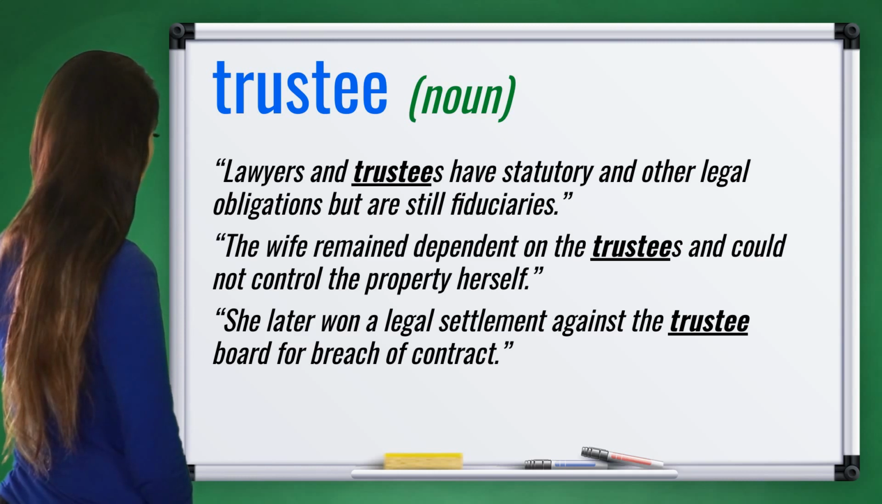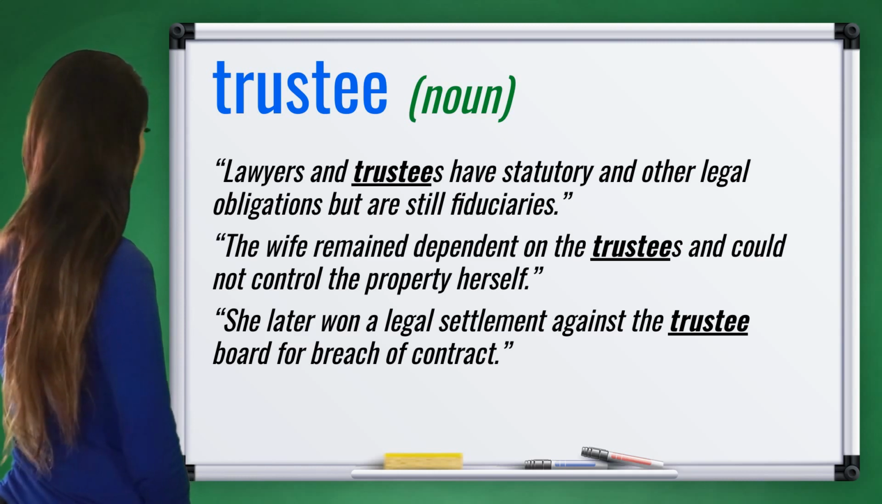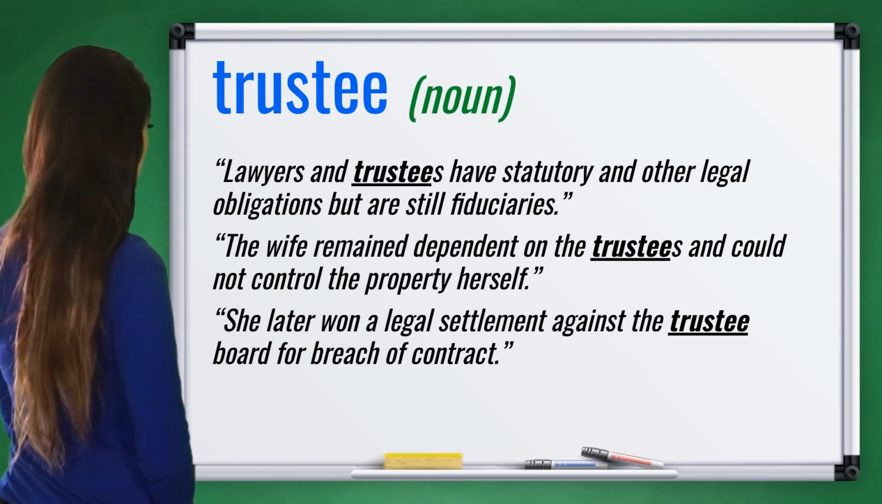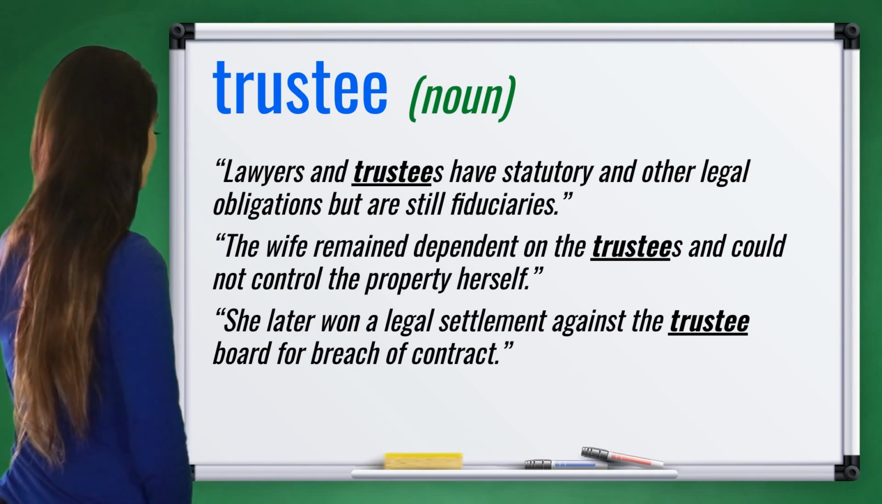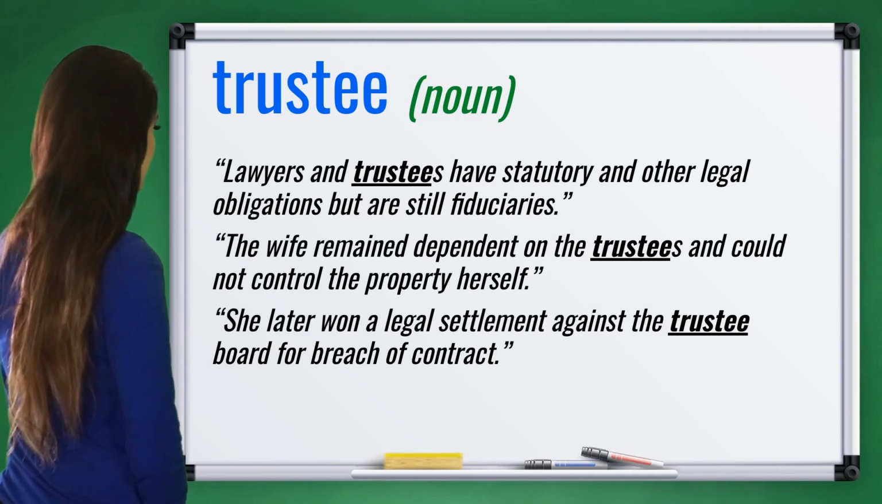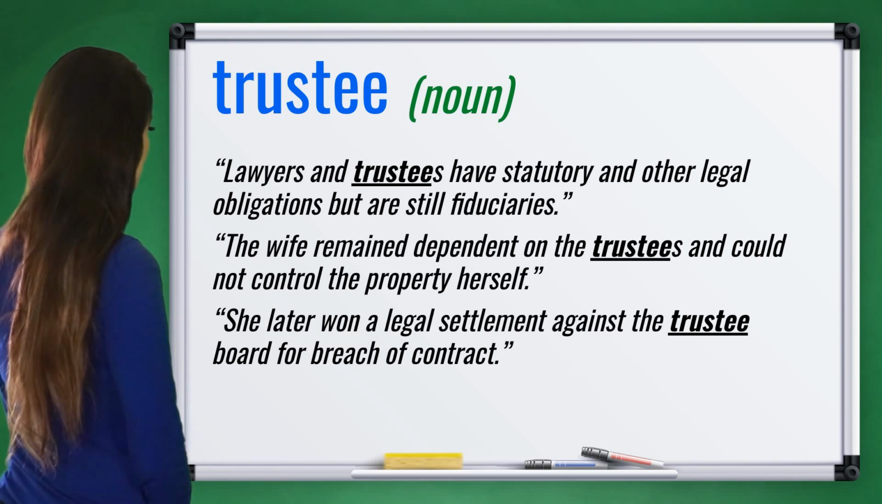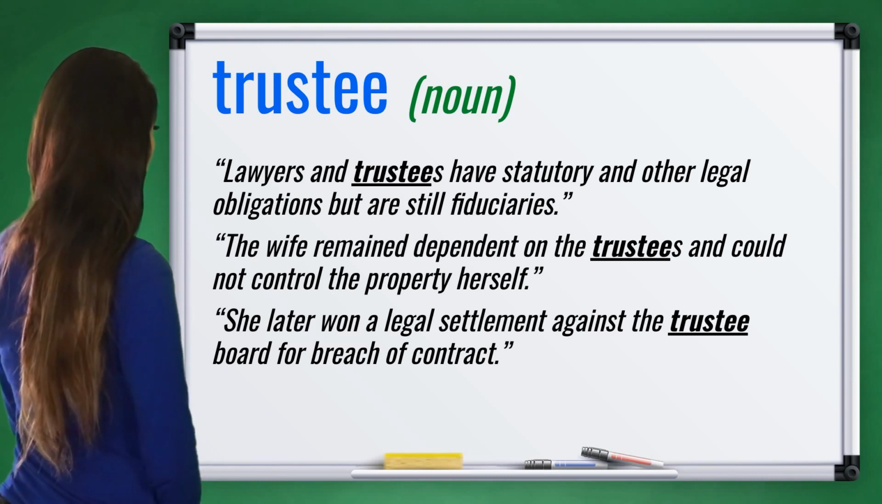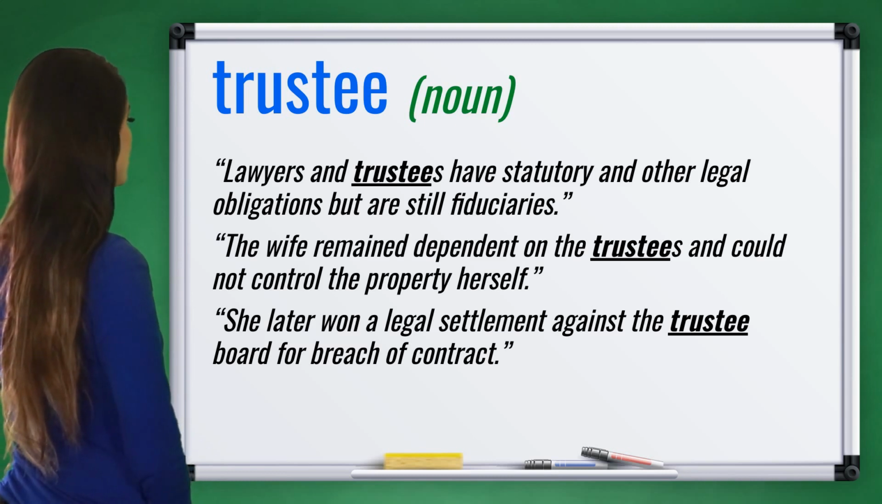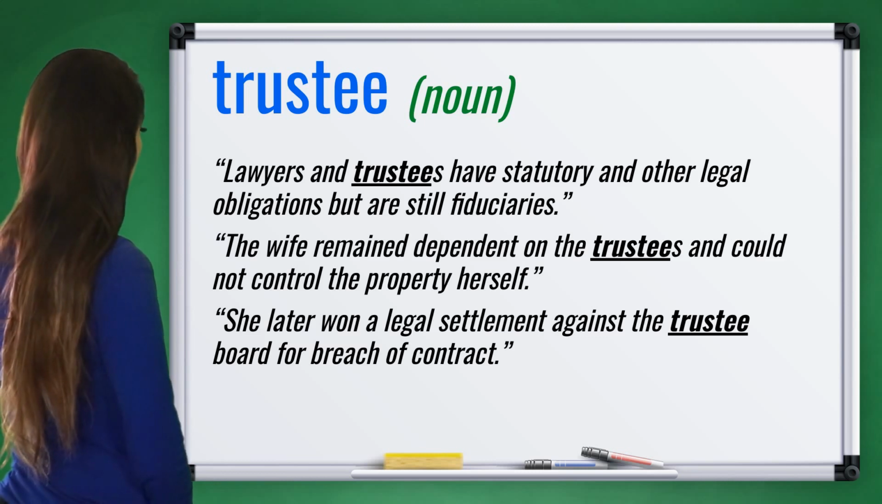The second exemplar. The wife remained dependent on the trustees and could not control the property herself. Now, repeat after me. The wife remained dependent on the trustees and could not control the property herself.